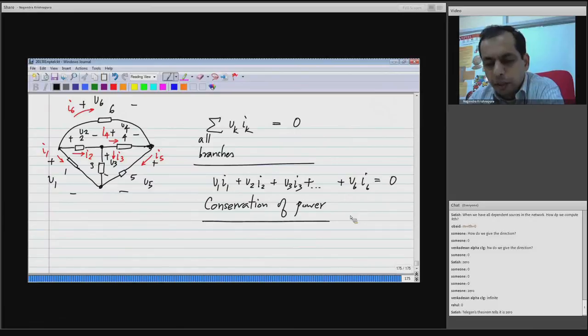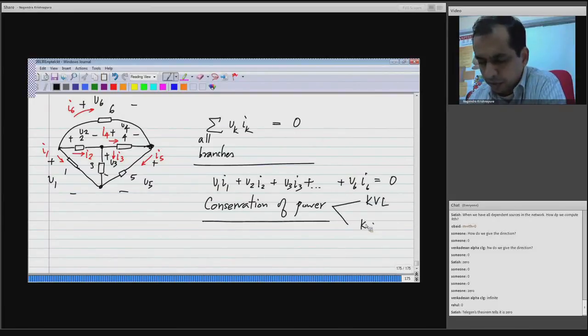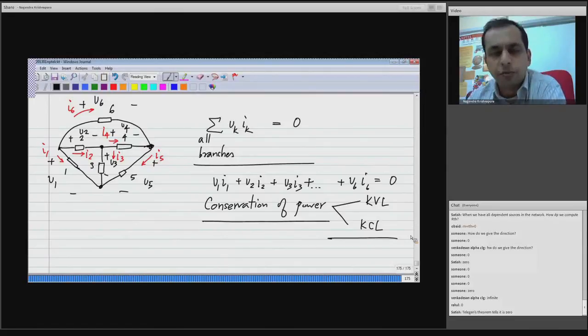Now this can be proved using only Kirchhoff's voltage law and Kirchhoff's current law, okay. This is completely unrelated to what kind of elements we have. It could be linear, non-linear, whatever, but as long as our elements obey KVL and KCL, which is a fundamental property of the circuit, this conservation of power holds good. In fact I would strongly encourage you to try and prove this using only KVL and KCL.